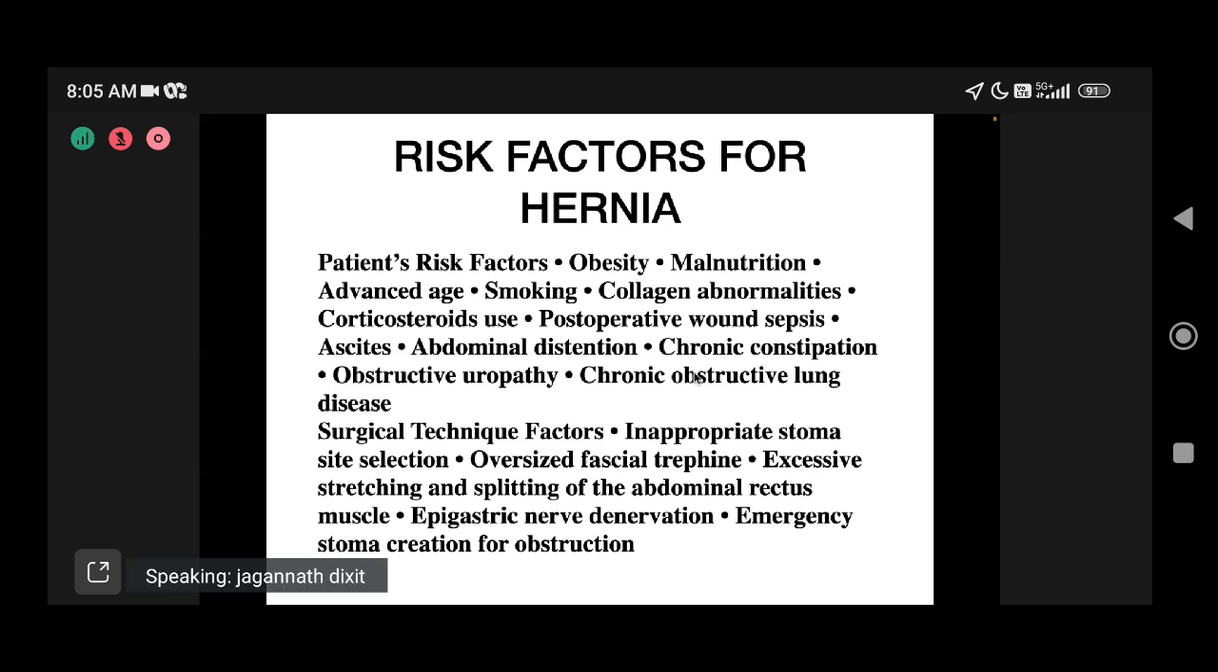Then surgical technical factors: inappropriate stoma site location is itself one of the factors. Then oversized fascial defect, that is, you make a cruciate incision, sometimes too big, or make an incision where the rectus sheath is not supporting, then these patients tend to have this. And splitting of the muscle, like a star, you have to open the muscle in two different directions. Then epigastric nerve denervation. Then, as I told you earlier, whenever we do emergency procedures, these patients tend to have some of this parastomal hernia.